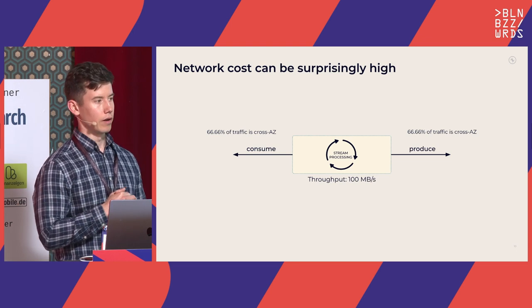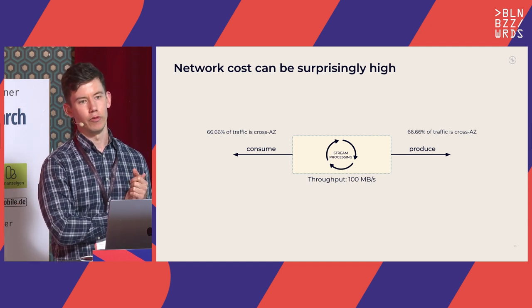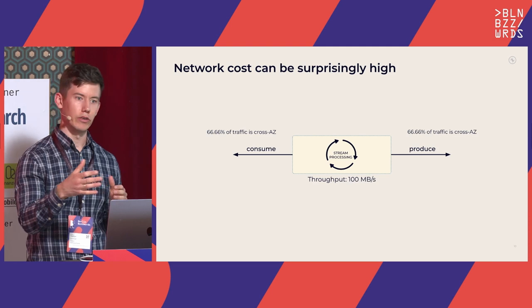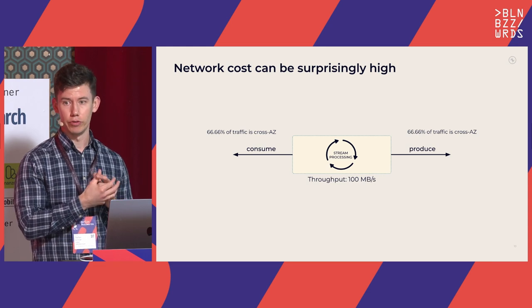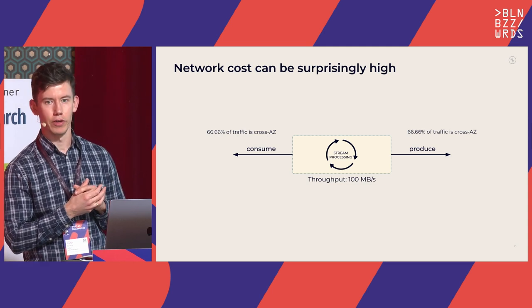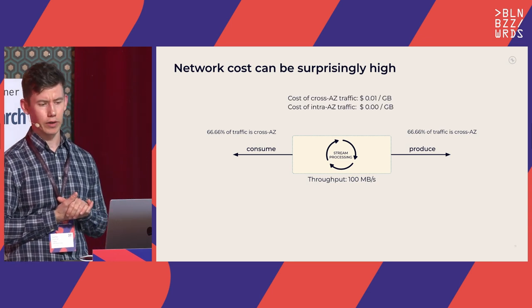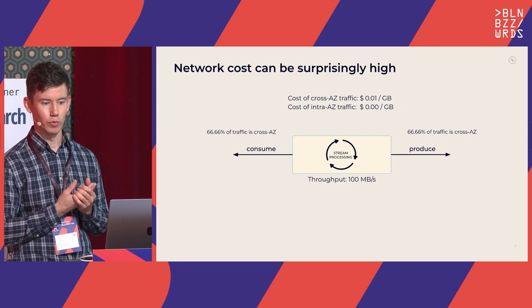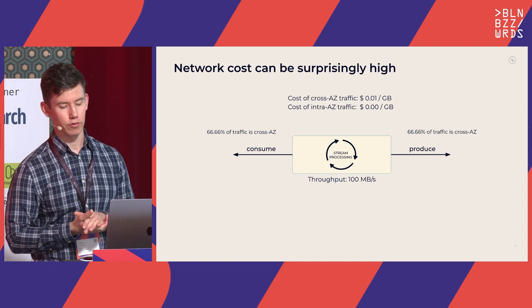and producing data at 100 megabytes per second. If we recall the picture showing the multi-AZ Kafka cluster, and assume that Kafka topics or partitions are more or less equally distributed across these different AZs, we'll have two thirds of the consume and produce traffic going to a remote AZ, not to the local AZ. I'm not looking at a particular cloud provider, but what we can typically see is that cross AZ traffic is not for free. So let's assume it costs maybe 1 cent per gigabyte, but intra or local AZ traffic is for free.